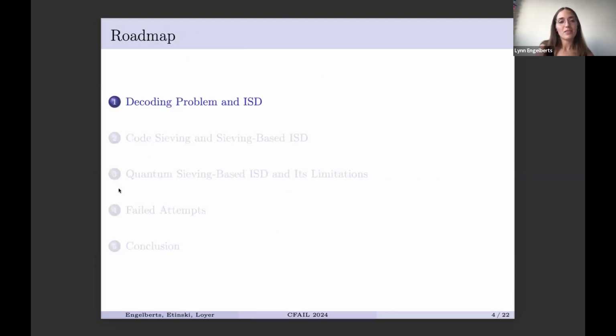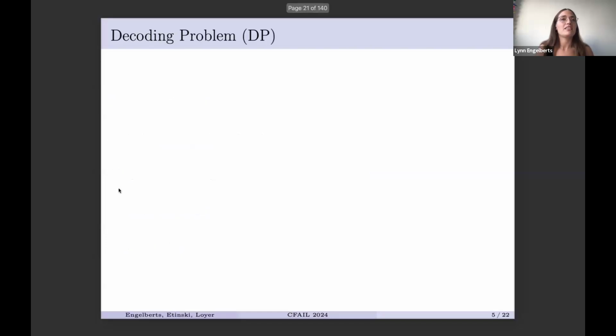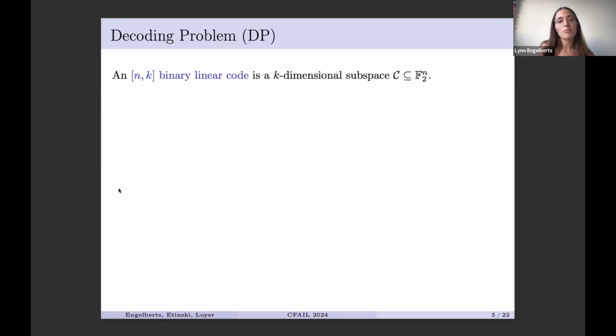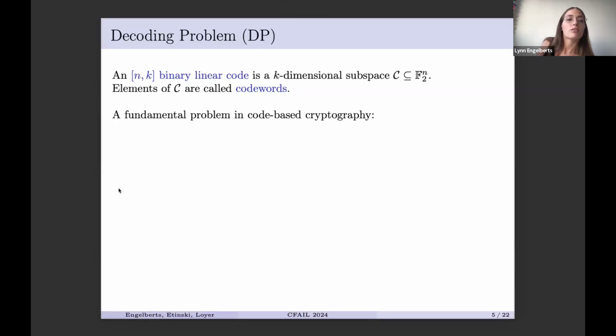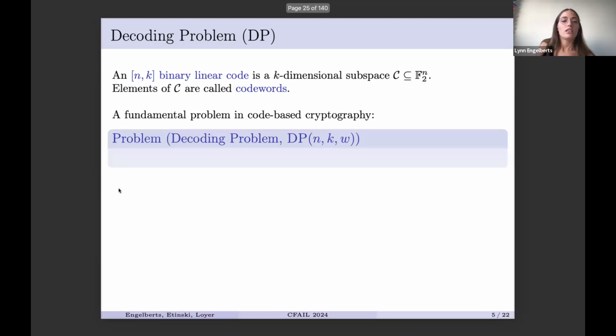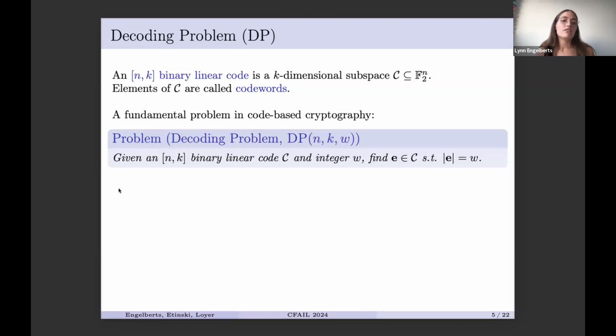So let's go into detail. For the decoding problem, I need a notion of codes. With an [n, k] binary linear code, I refer to a k-dimensional subspace of F_2^n. Elements of this code I will call code words. Then the decoding problem is defined as follows. Given an [n, k] binary linear code C and an integer w, find a code word that has Hamming weight w. The absolute value sign here refers to the Hamming weight of a vector.